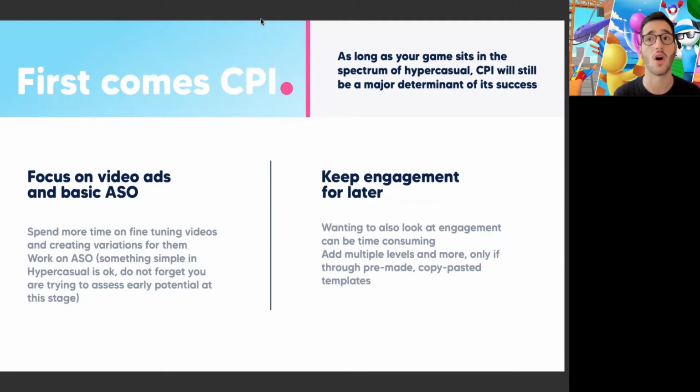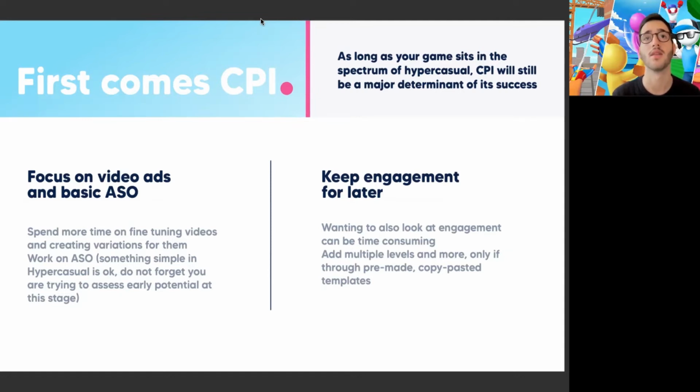And focus on engagement and the actual build only later on, when you're on the second stage and you already validated the marketability of your game. So again, spending too much time on the game before CPI can be time consuming, and even adding multiple levels is not fundamental. If you have something with one level or a couple of levels looping and it's good enough to be accepted on the store, that's good enough to go. CPI will not be impacted by the content inside the game.